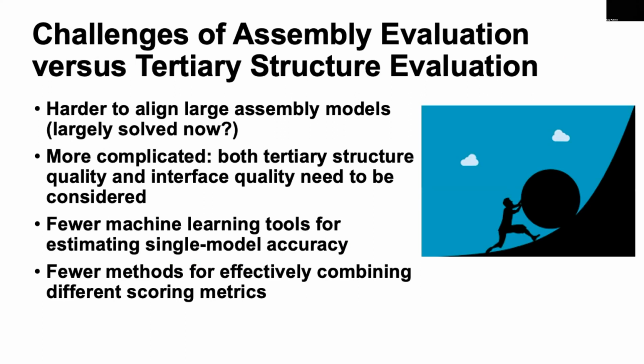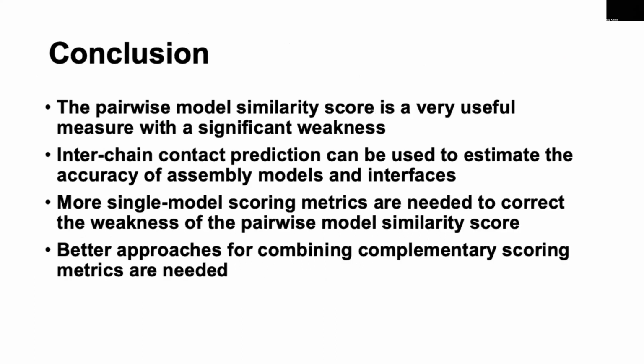And of course, there are fewer machine learning tools to assess the quality and accuracy of the interface. We have fewer methods to effectively combine different scoring metrics. So here's my conclusion. The pairwise similarity score is a very useful metric for assessing the quality of assembly models, but it has a significant weakness. Interchain contact prediction can be used to estimate the accuracy of the interface in the Multimer models and also assess the quality of the assembly models. More scoring metrics are needed to correct the weakness of the pairwise similarity scores, and better approaches for combining complementary scoring metrics are needed. Probably we need to develop deep learning methods to do this too.